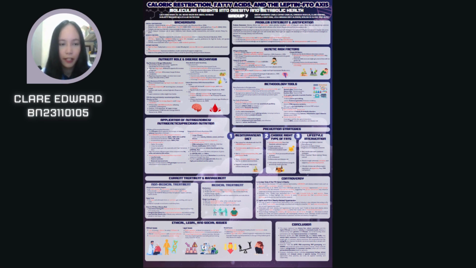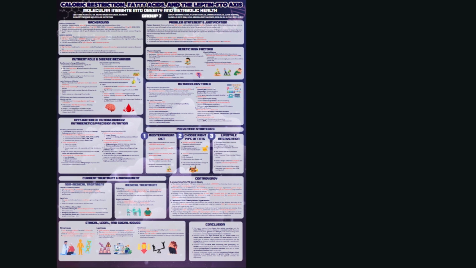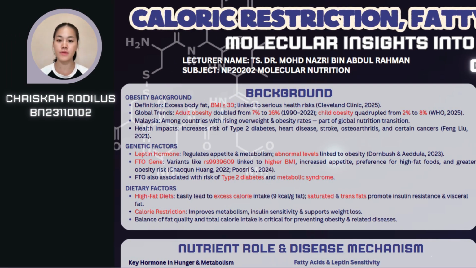We are Group 7, and today we will be presenting our poster on Topic 4, which is caloric restriction, fatty acids, and the leptin-FTO axis, molecular insights into obesity and metabolic health. My name is CHRISKAH and I will be presenting the background of our topic. First one is obesity background.